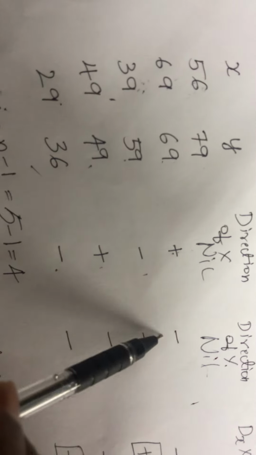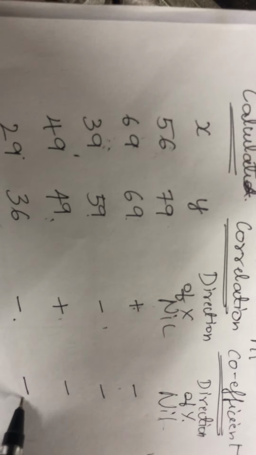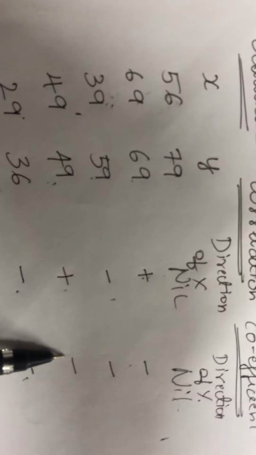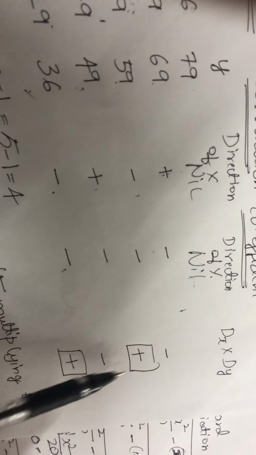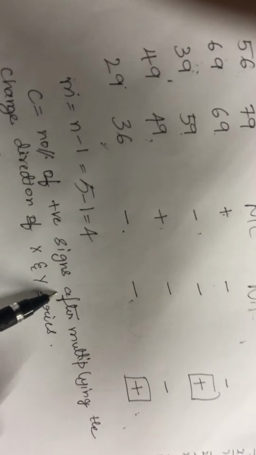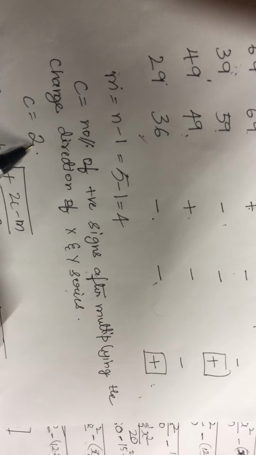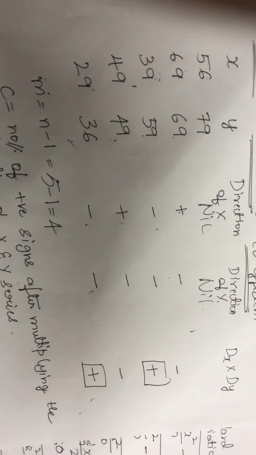Similarly for the y factor, 79 has become 69, decreasing, again decreasing, decreasing, decreasing. So all the signs will be minus. Now multiply the signs of both: plus into minus is minus, minus into minus is plus, plus into minus is minus, minus into minus is plus. Now can you tell how many positive signs there are? 2 plus signs are there. So your C is the number of positive signs after multiplying the x series and y series. That is 2. And m, can you tell what the paired values are?